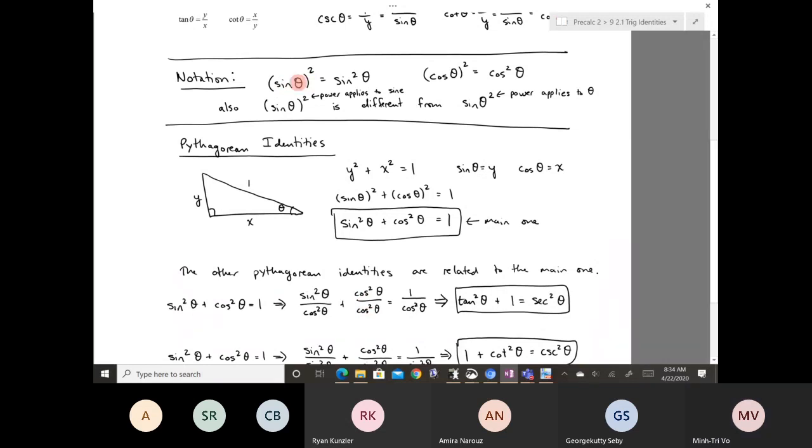Really, what does it mean to square something? It means that you multiply that thing by itself, right? So this thing would be sine of theta times sine of theta, whereas this thing means sine of theta times theta. Okay, so again, these two things are different.